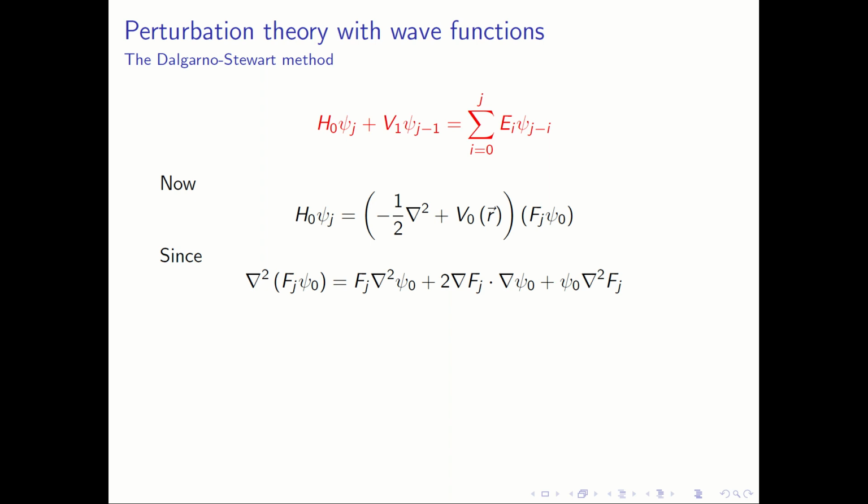Of course, if this had been in one dimension, what you would have needed is the second derivative of the product fj psi 0, and this would simply have been the Leibniz rule for successive differentiation: fj d2 psi 0 dx2 plus twice dfj dx times d psi 0 dx plus psi 0 d2 fj dx2. Here the final result is very similar, except for d2 dx2 you have the Laplacian, and for the first derivatives you have the gradients and the dot product of the gradients.